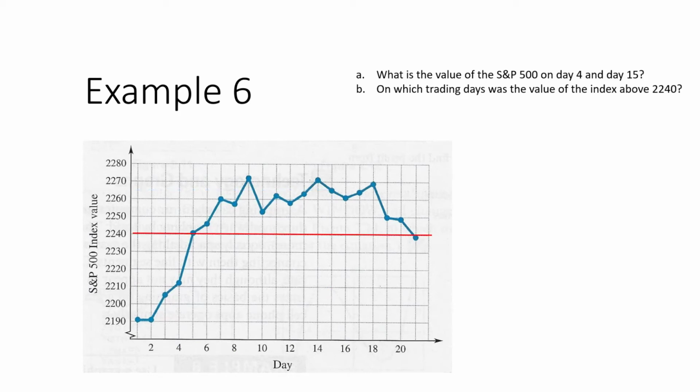For part B, I want to find the days the index is above 2,240. I draw a line at 2,240 and see that the day 5 point is just above the line and the day 21 point is just below it. So the index is above 2,240 from day 5 to day 20. Now work the checkpoint problem number 5.